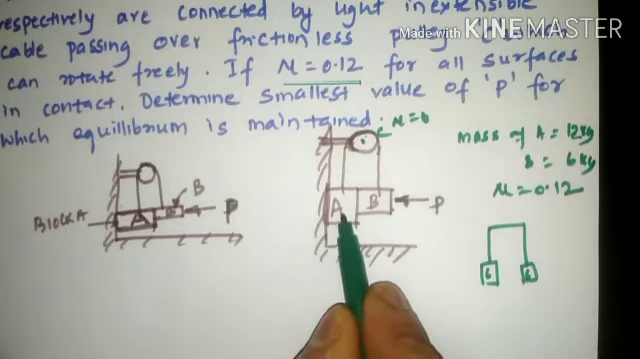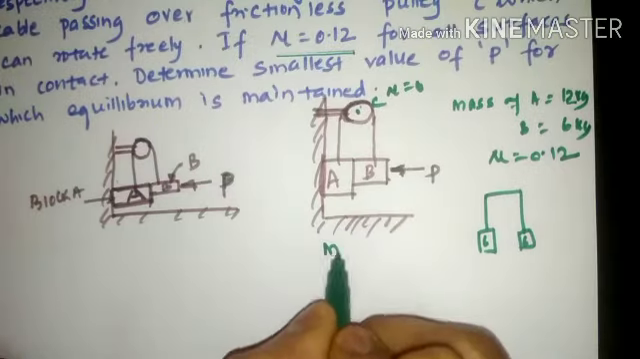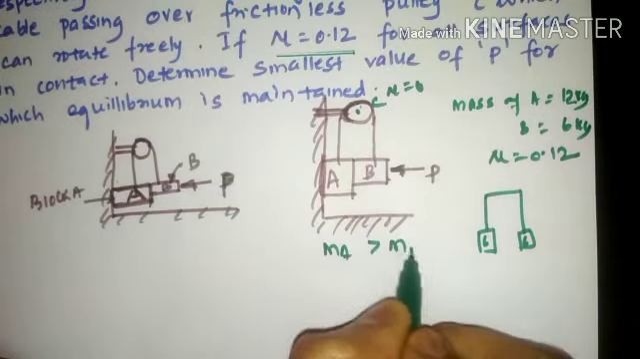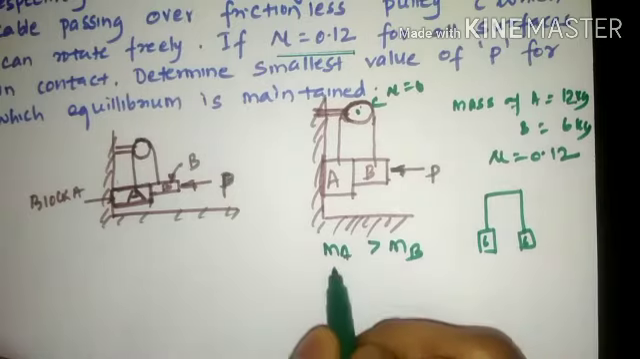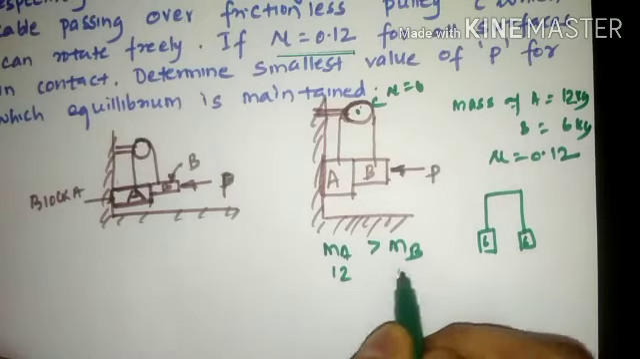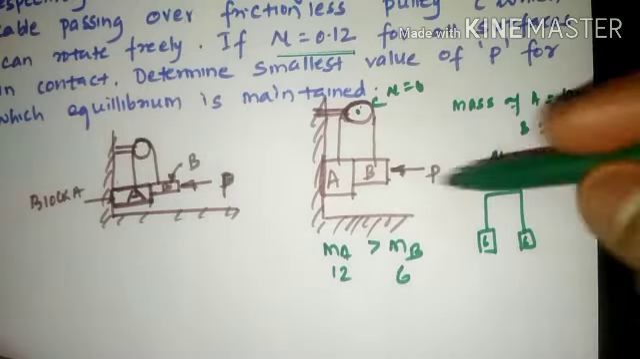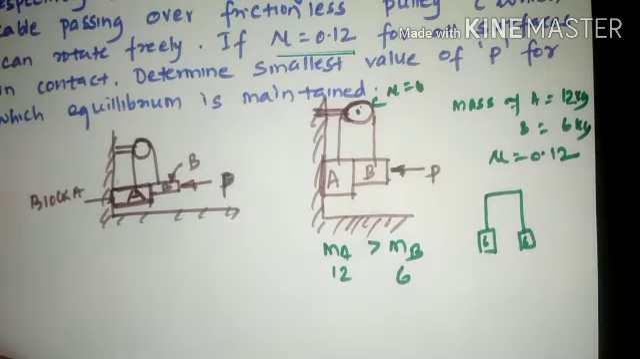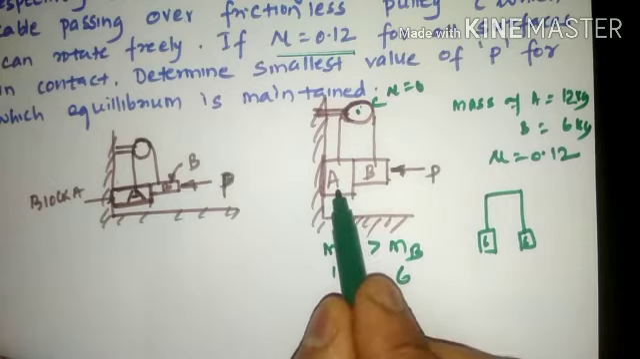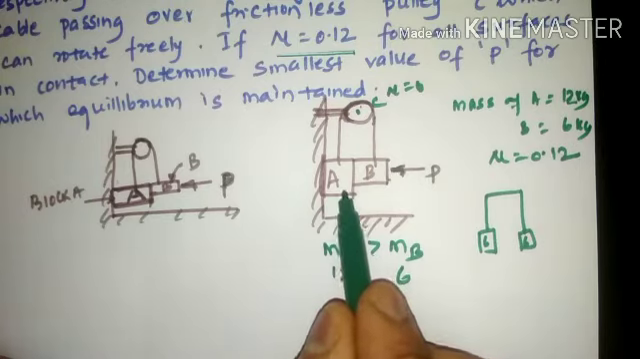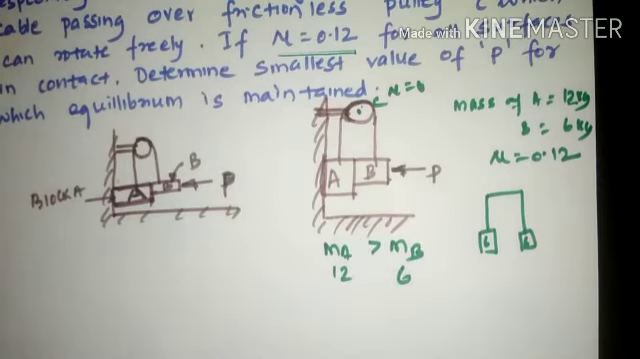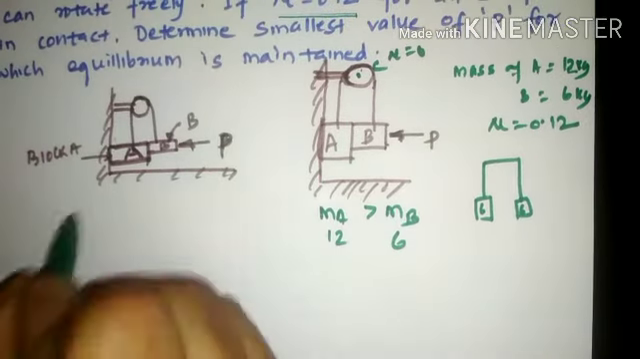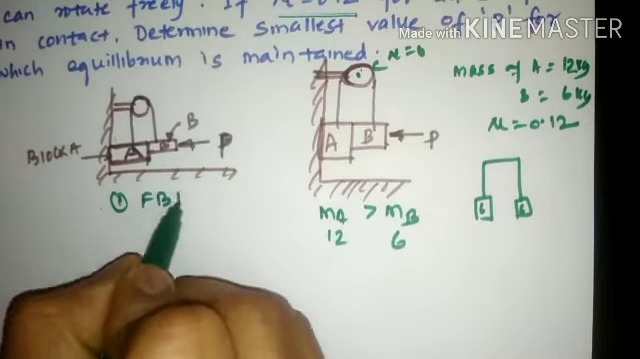Mass of block A is greater than mass of block B, wherein 12 kg is the mass of block A and 6 kg is the mass of block B. So whichever direction that particular block has been placed, along that direction the object will move downward. So first, we need to draw the free body diagram.